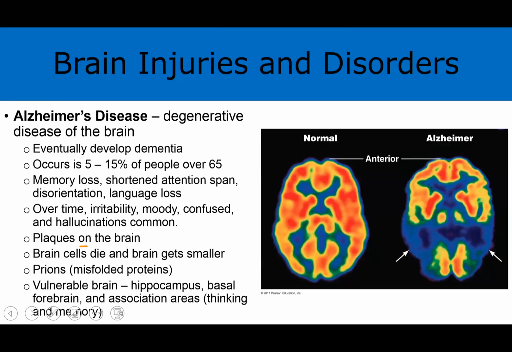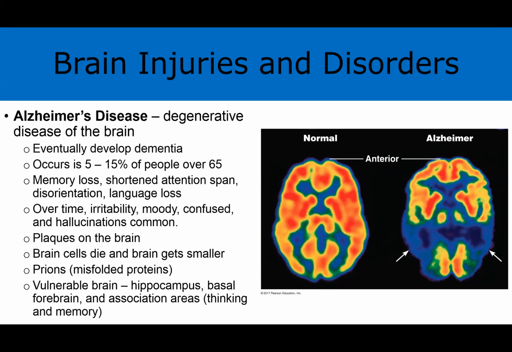So next I'll talk about Alzheimer's disease. This is a degenerative disease of the brain, and in this particular disease, eventually the patients will develop dementia. Alzheimer's occurs in between 5 and 15% of people over the age of 65. Some of the symptoms associated are memory loss, short attention span, disorientation, language loss, over time irritability, mood swings, confusion, and hallucinations are common.